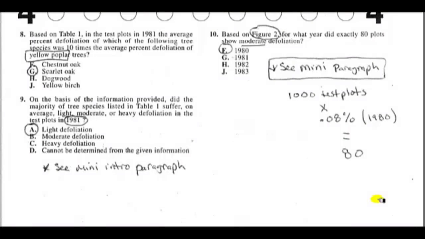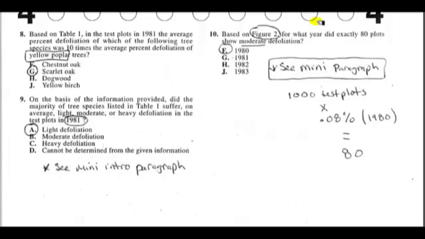Test 69A, science practice problem number 10. Number 10 states, based on figure 2, for what year did exactly 80 plots show moderate deforestation? Now kids, bear with me because this is kind of a tricky problem. We're going to have to look around to answer this particular problem here.